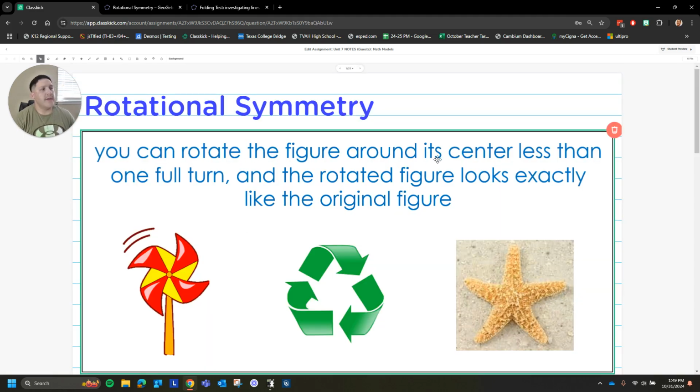You can rotate the figure around its center less than one full turn, and the rotated figure looks exactly like the original. That's what's called rotational symmetry. If you end up going one full rotation to make it look like what it did originally, that is not rotational symmetry.